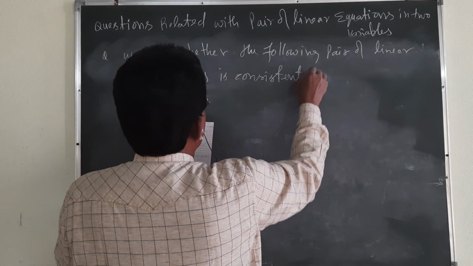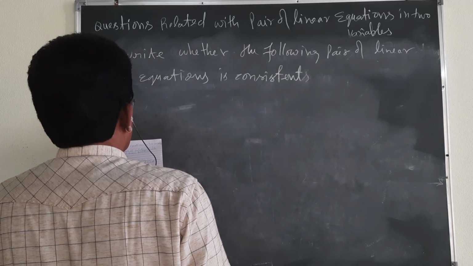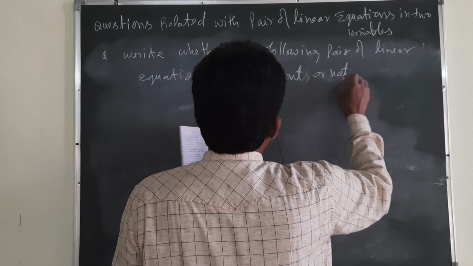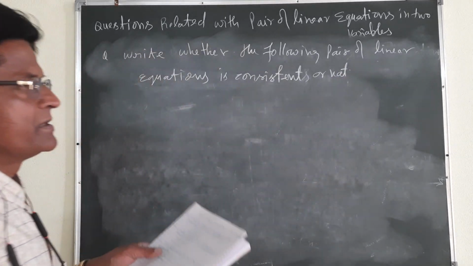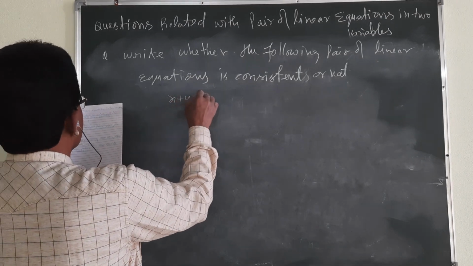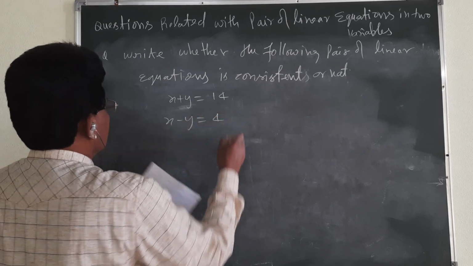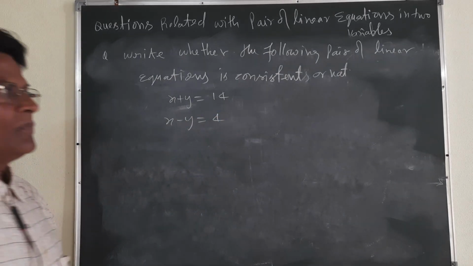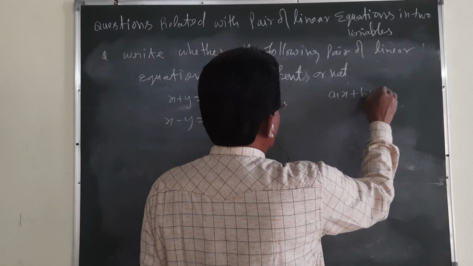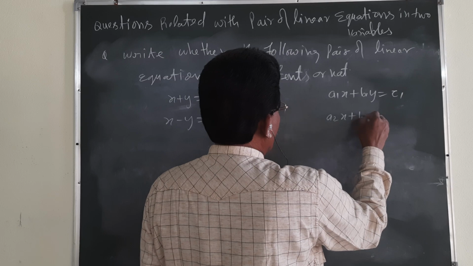Actually, what I explained graphically was also a consistent system. See, x + y = 14 and x - y = 4. You see, I already told you, you must write the standard form of equations, and you compare with the standard form of equations.